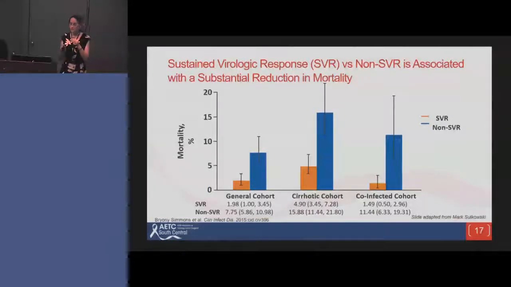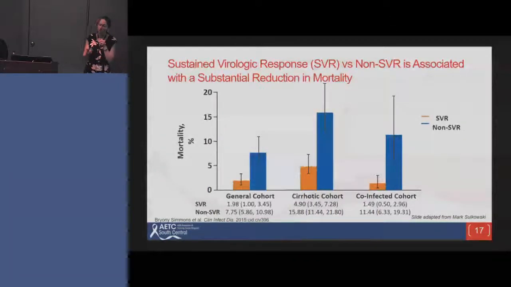For this study, this is actually mainly from the interferon treatment era. This is comparing the mortality rates at 5 years between people who achieved sustained virologic response and those who did not. If you look at the general cohort, the mortality rate was about 2% in people who achieved sustained virologic response compared to almost 8% among those who didn't. So essentially a fourfold reduced mortality rate at 5 years. Now compare that to the cirrhotic population: 16% among those who were treated and did not achieve cure, so to speak, compared to a 5% rate of mortality in those who did achieve sustained virologic response.